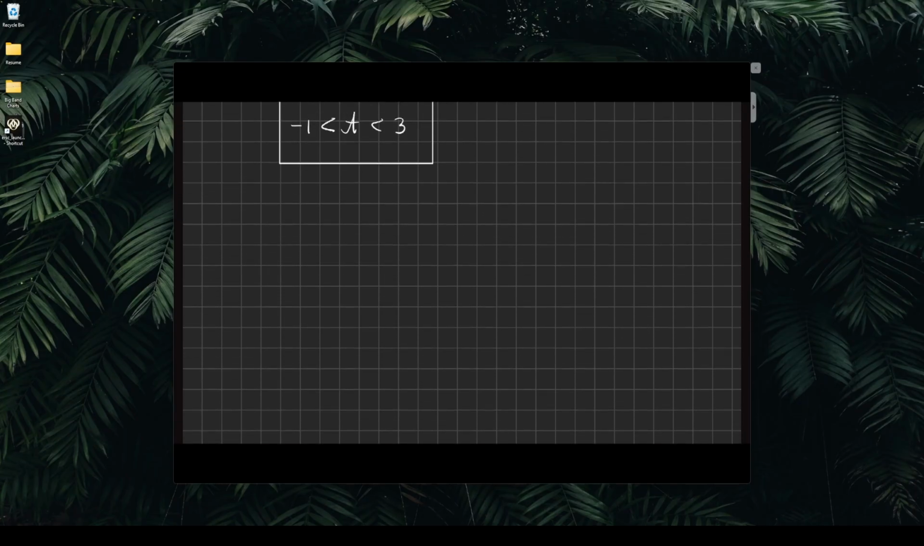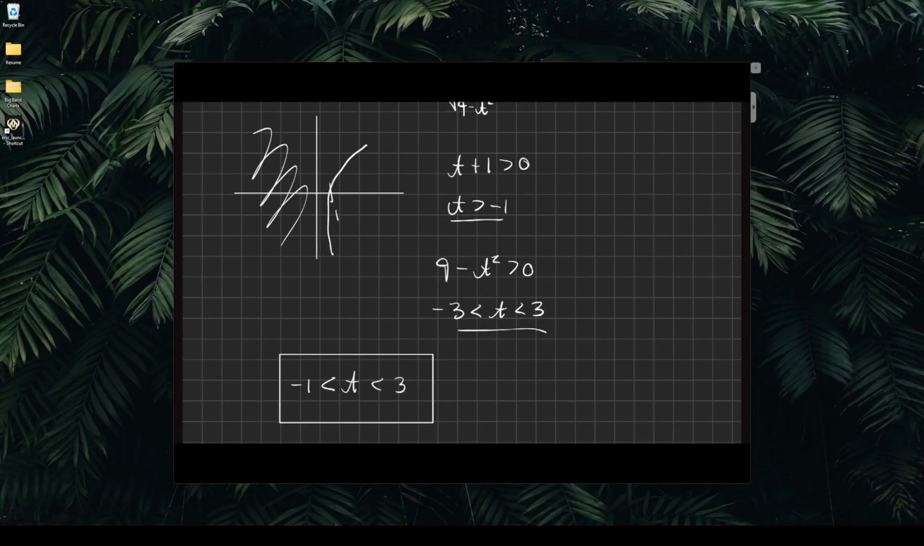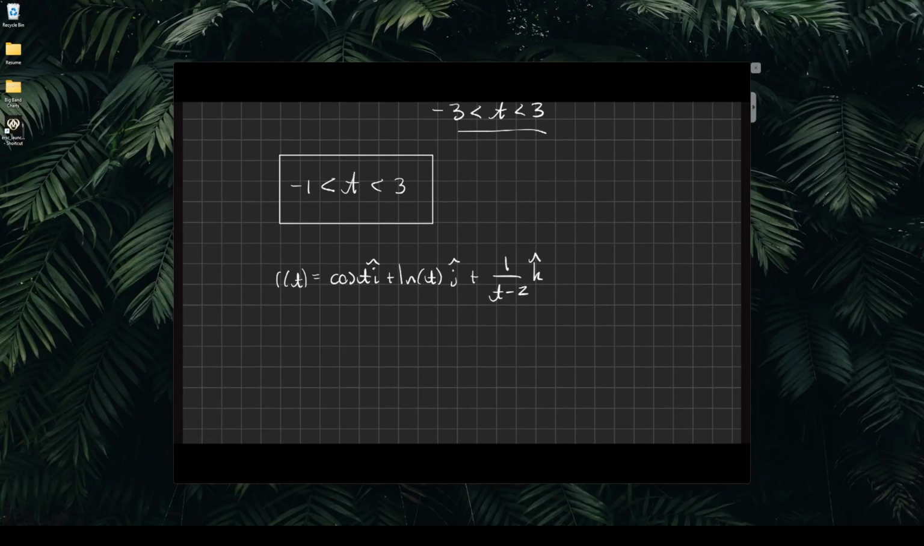Okay, so now we're going to look at the domain of this vector function being cosine of t times i plus the ln of t times j plus 1 over t minus 2 k. So again, this is just the same thing. They're just using this ijk notation. Okay, so t needs to be greater than 0, that natural logarithm, and t cannot equal 2.